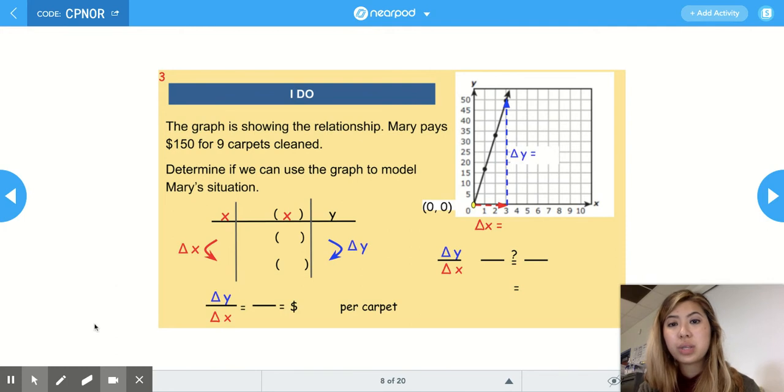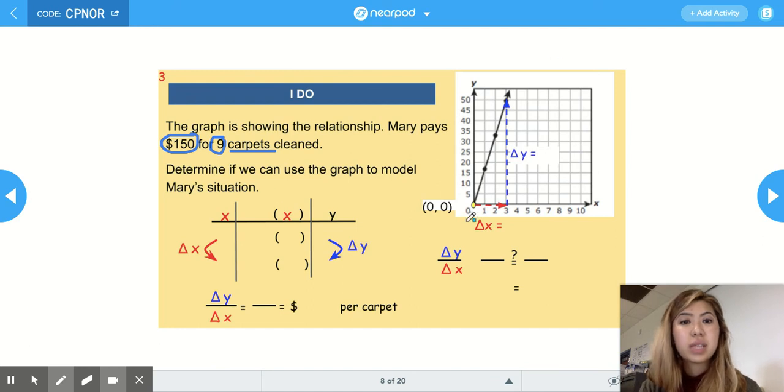It says the graph is showing the relationship. Mary pays $150 for 9 carpets cleaned, and we have to determine if we can use the graph to model Mary's situation. So first we have to select 2 points. So we have 0, 0 selected, which is our origin, and then the other point is going to be 3, 50. So our first point is 0, 0, and then we have 3, 50.